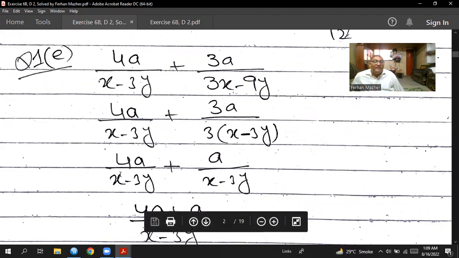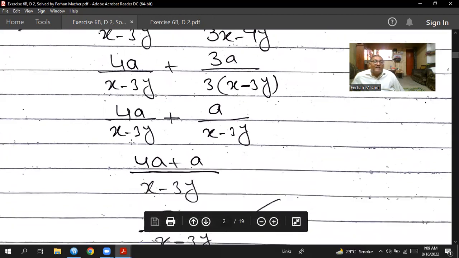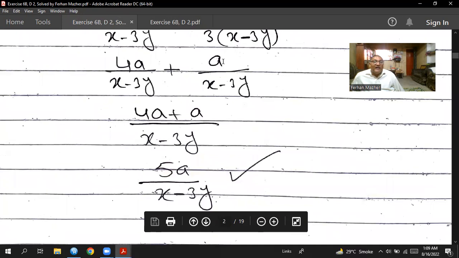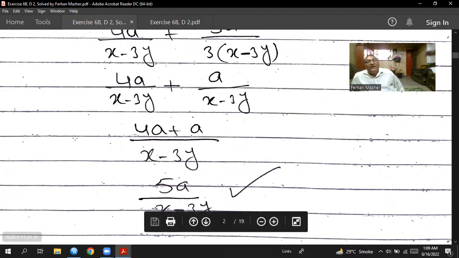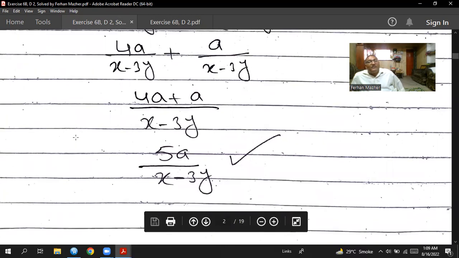So here you will have 4a by x minus 3y, and here you will have a divided by x minus 3y. Now both the denominators are same, so you can write a single fraction here. So here you will have 4a plus a divided by x minus 3y. So 4a plus a will be 5a and divided by x minus 3y. So this is how you will do this question.